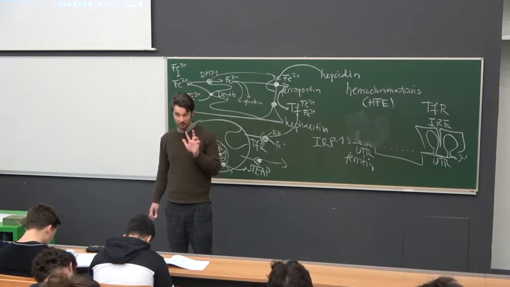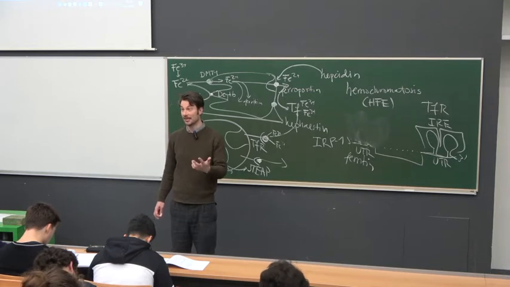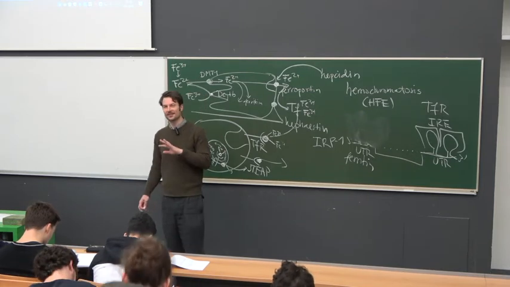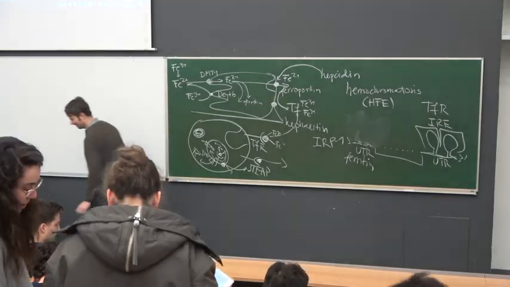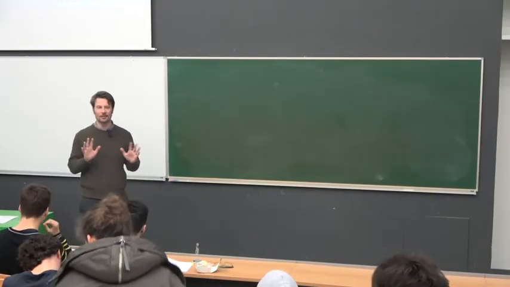We still have quite a lot to go through, so let's keep it to 3 minutes, okay? And then we'll start with heme synthesis, which I think is easier in many ways. Any more questions about iron trafficking?